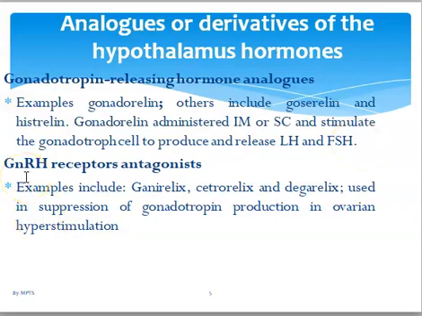Now, we also have the antagonists of this hormone. In case you have ovarian hyperstimulation, there are some antagonists which can be given. Ganirelix or cetrorelix, and others can be used to suppress the release of the gonadotropin.